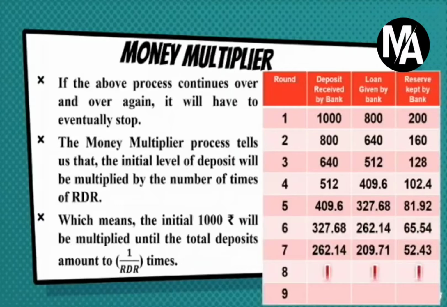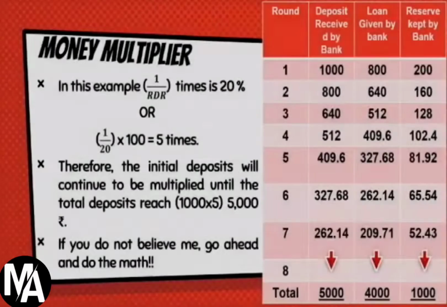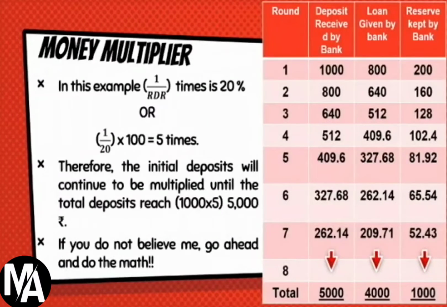According to this, the process will go on and on until the initial deposit is multiplied by the reciprocal of the reserve deposit ratio. Which means in simple terms, the initial deposit, that is 1,000 rupees, will be multiplied until the total deposits amount to 1 by RDR times. So we'll try to solve this formula. In this example, RDR is 20%, or in a mathematical equation it is 1 by 20 into 100.